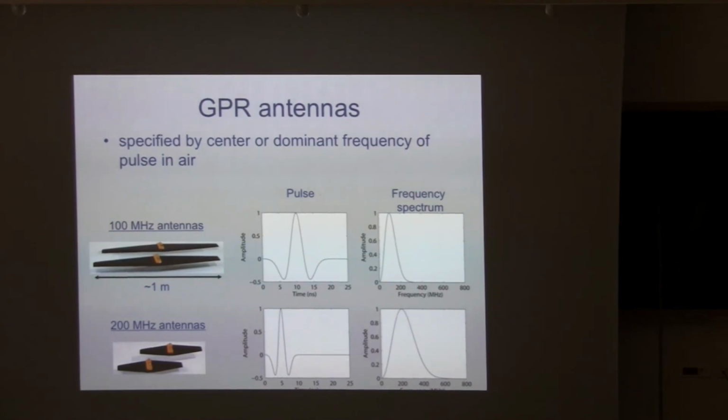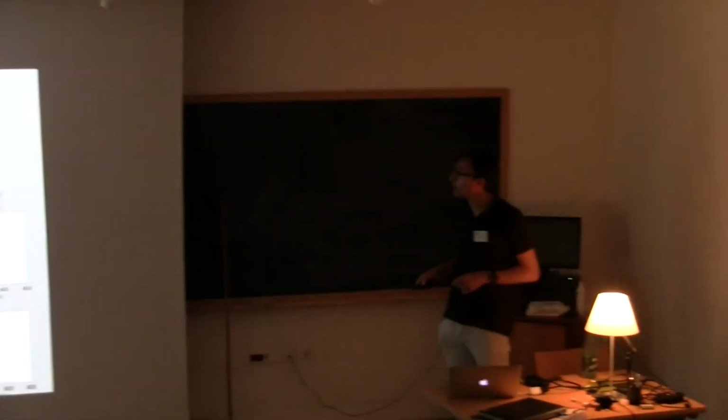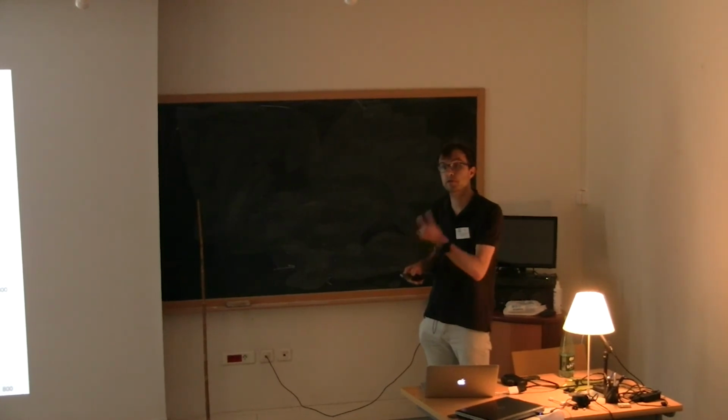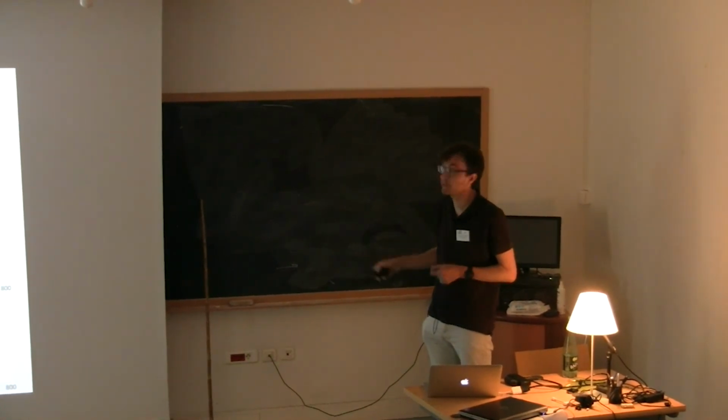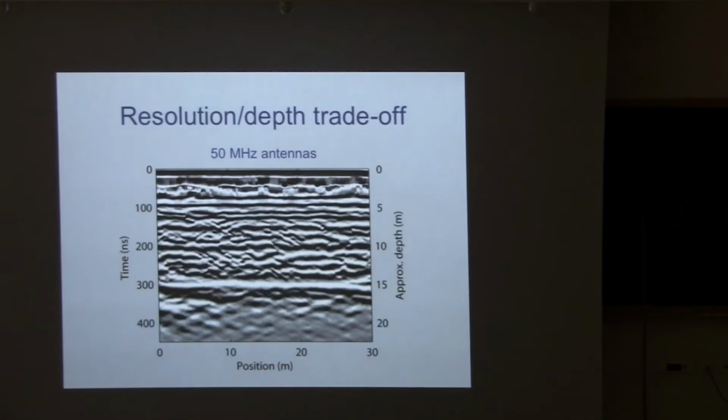You can work with different antennas and different frequencies. So 100 megahertz, let's say that would be the lowest you would work with, 50 to 100 megahertz typically, rather big. Higher frequency, smaller. So smaller antennas mean higher frequency, higher resolution, but it also means that you're not going to be able to see very deep into the subsurface.